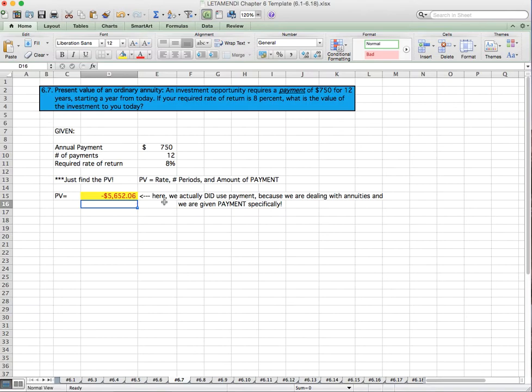That's all you need. Here we actually did use payment within the formula because we're dealing with annuities and we're given payment specifically. So that's something that you want to keep in mind as you work on these problems, okay?